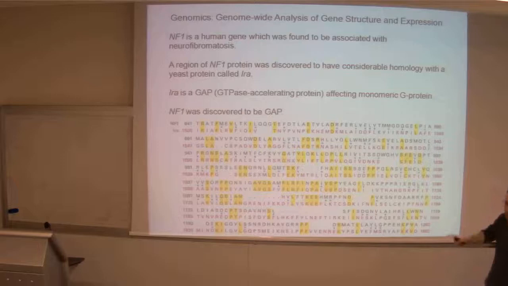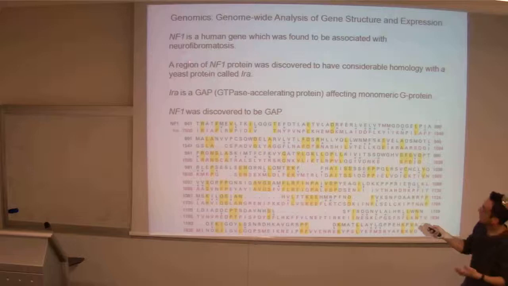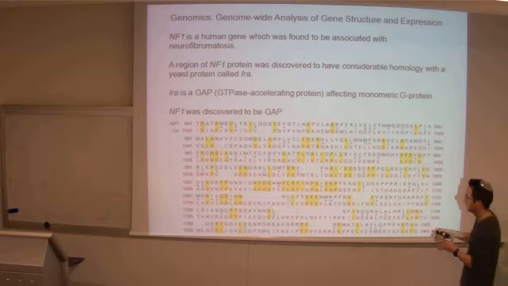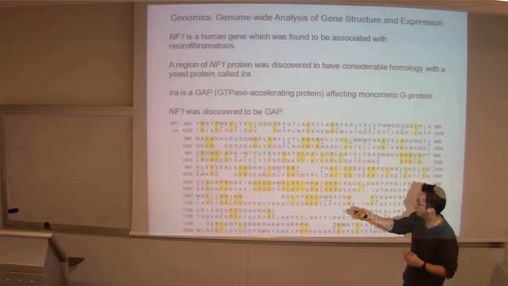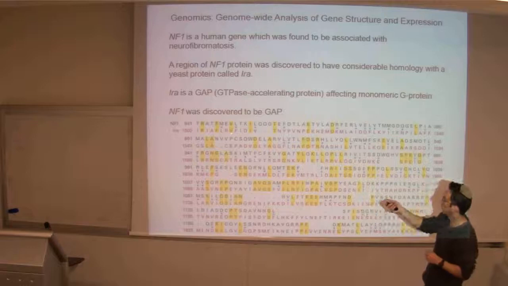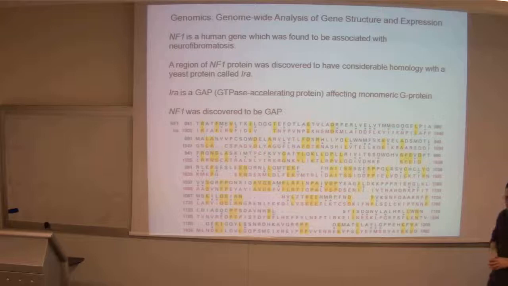I would like to show what we mean by a region of the NF1 protein having considerable homology with the yeast IRA, just to get a taste of what we mean by homology between protein sequences. We are now looking at the amino acid sequences of NF1, the human gene in black, and the yeast IRA gene in purple. The yellow marks denote identical amino acids at nearby positions, and the red and blue dots denote amino acids with similar characteristics. Not the same amino acids, but both of them are hydrophobic, for example, and so on.